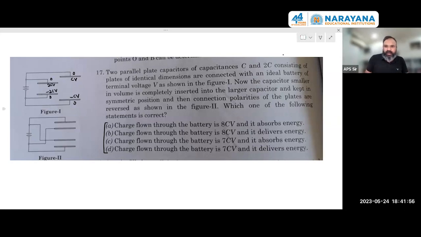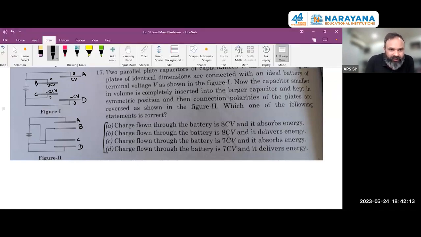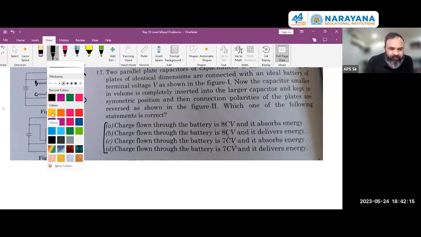So that was the initial state. And let me mention their numbers: plate A, B, C, and D. Again, I have got plate A, B, C, and D. Now let's see what is happening in this state. Now I'm putting a few charges. Just observe. This is the most important step of this solution. If we understand it, we are done.